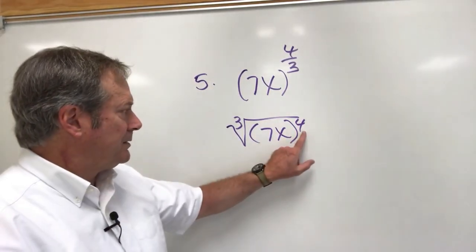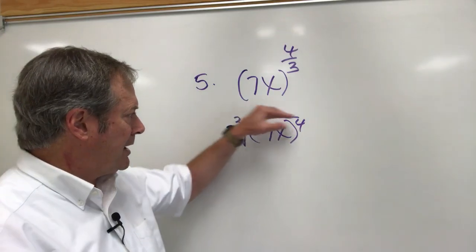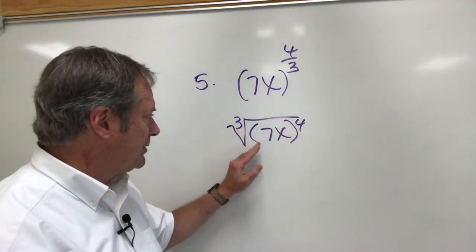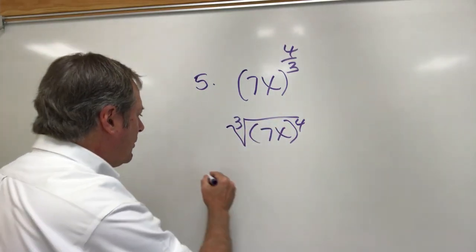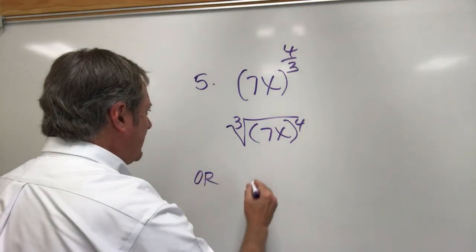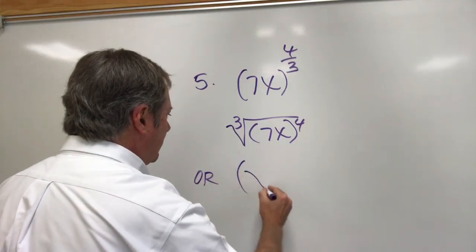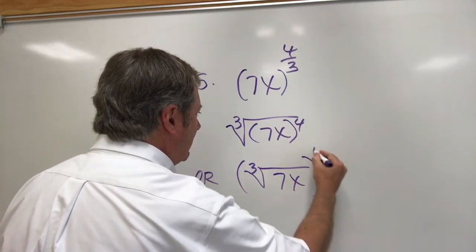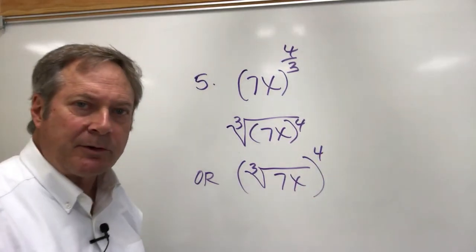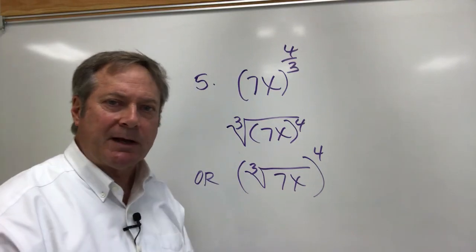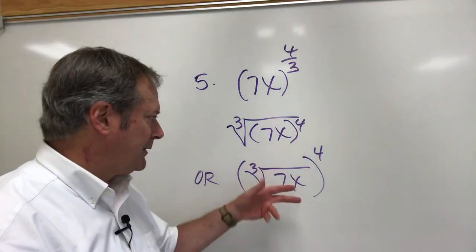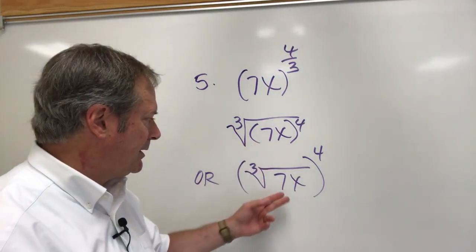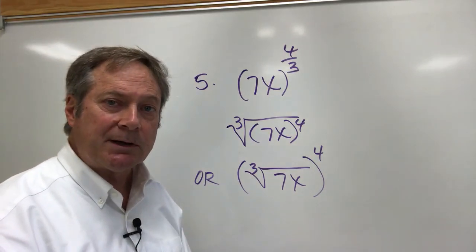where the fourth power is under the radical sign, the cube root of 7x fourth, or we could also write it this way. We could say this is the same as the cube root of 7x, all of which is to the 4th power. It means the same thing, and it just depends on the situation. Sometimes you'll see it this way, sometimes you'll see it that way.